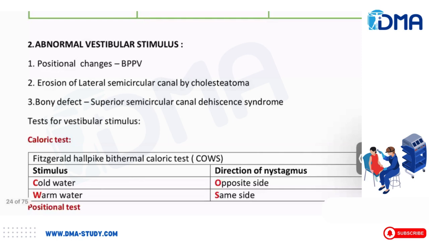But without abnormal head movements, without a roller coaster, in the normal position itself, the patient is getting vertigo. That is called positional vertigo, caused by BPPV.